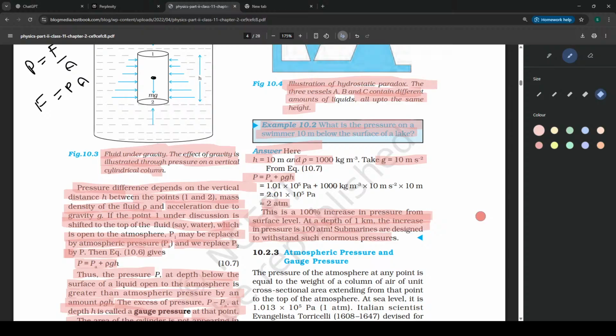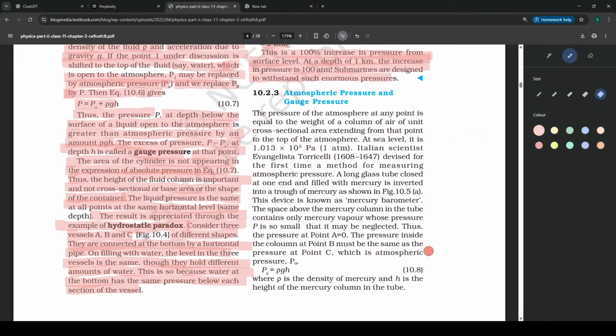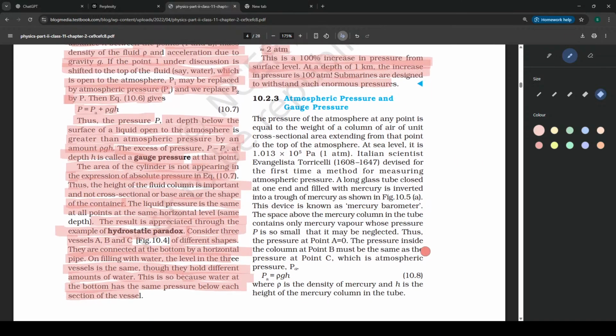Okay, they gave extra information as well. At 10 meters it is 1 atm increase, or 2 atm total, a 100% increase in pressure. But if we go 1 kilometer down, that is 100 times the depth, then the increase in pressure is also 100 atm, so many times increase. And submarines are designed to withstand such enormous pressure.